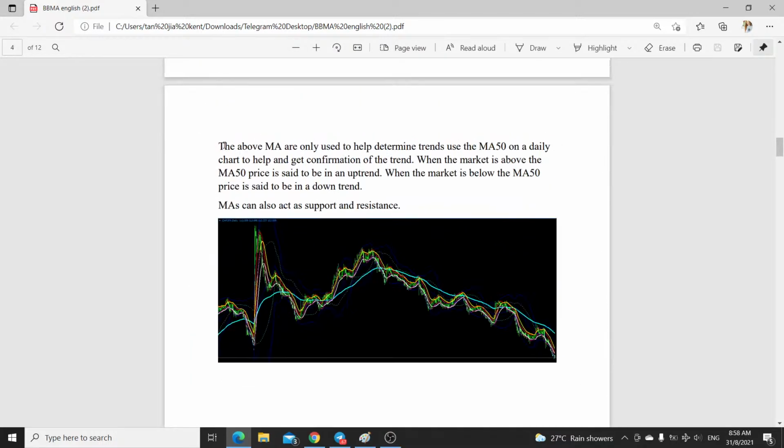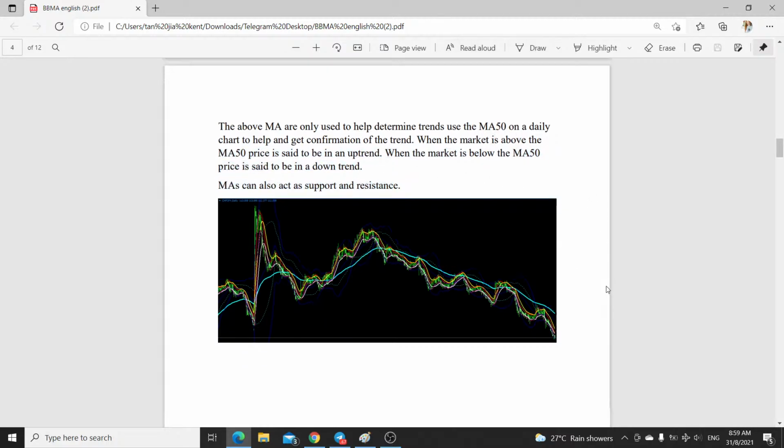They isolated it really. So EMA above MA is only used to help determine trend using the EMA 50 on daily. Yes, correct. On the daily timeframe, you use it to identify the EMA 50. Actually, in lower timeframes you can also use it. So when the market is above EMA 50, it is said to be an uptrend, and when the market is below, a downtrend. It's not just this simple. It's too simple.